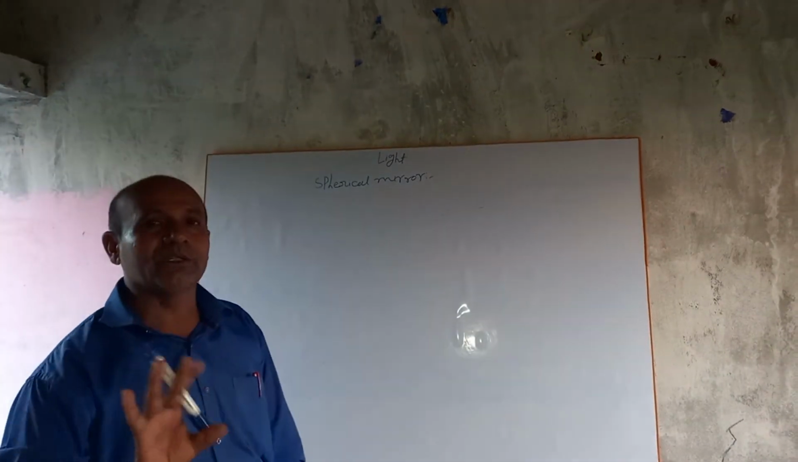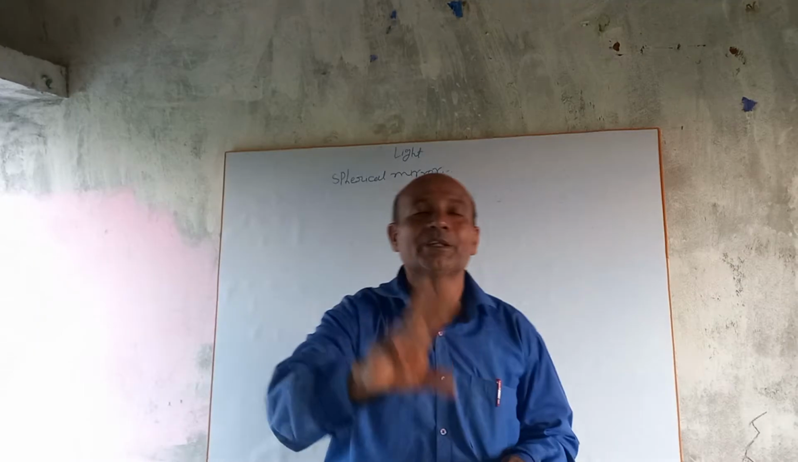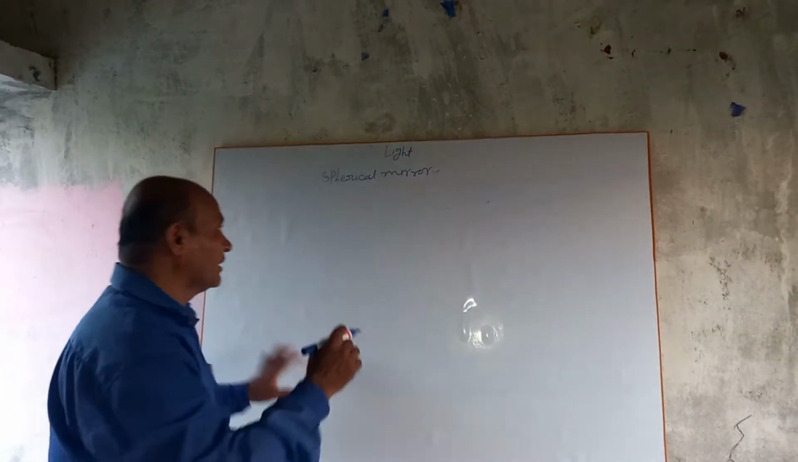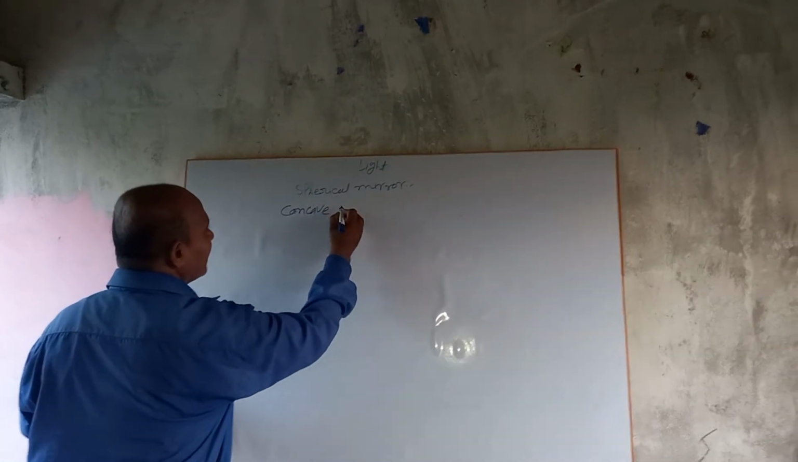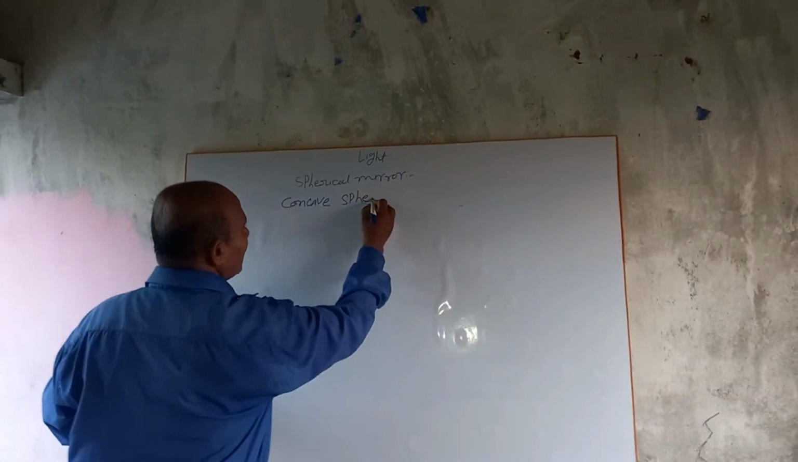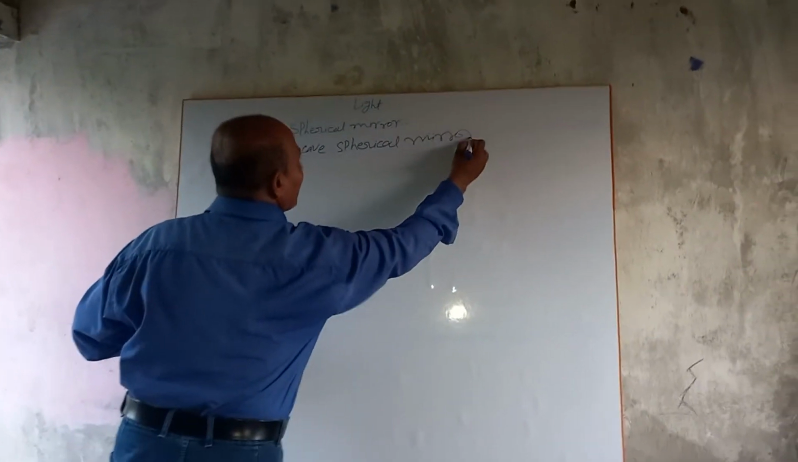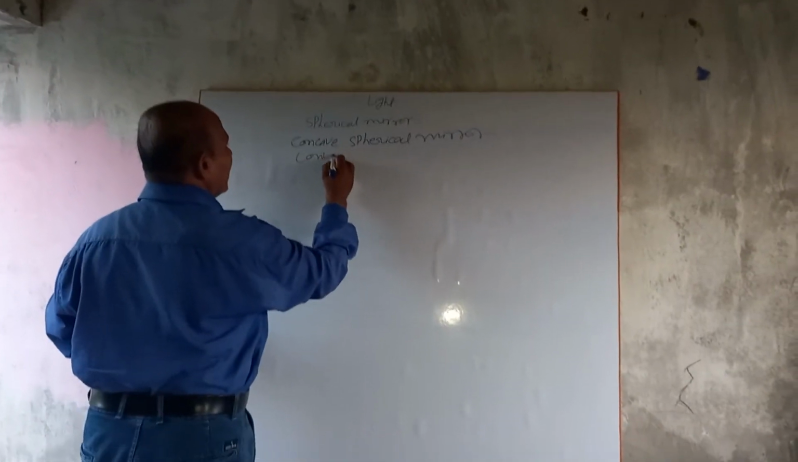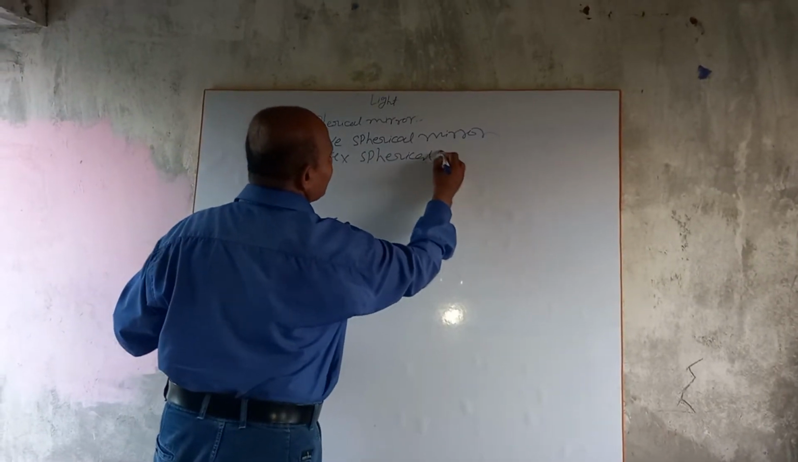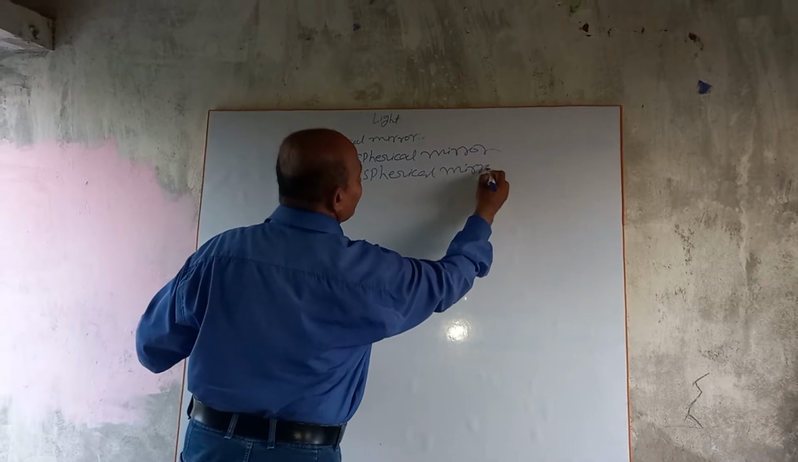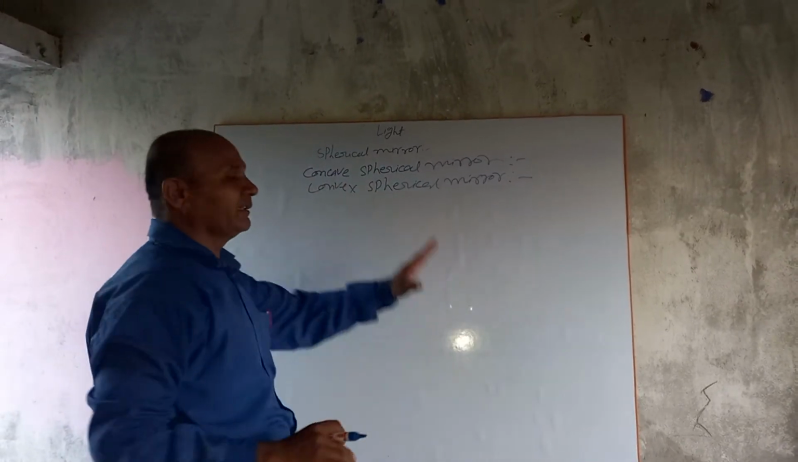There are two types of spherical mirror. First, concave spherical mirror, and second, convex spherical mirror.